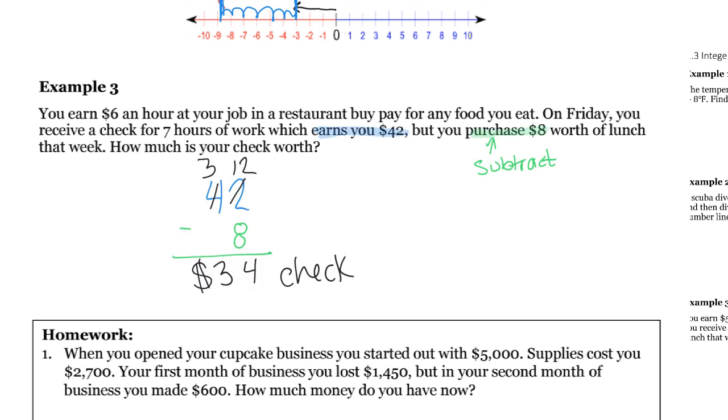All right, so hopefully you know that they earned $42, so that's what their check should have been. And then when you purchase something, you really subtract it, okay? So we should have done 42 minus 8. And then remember, when you add or subtract numbers, you have to be careful with borrowing and things. So you should have had a $34 check for that week.